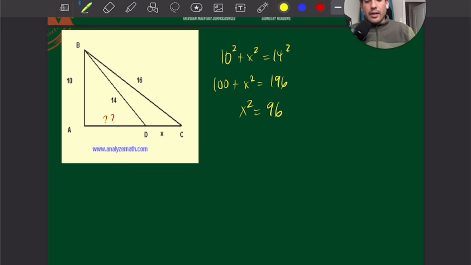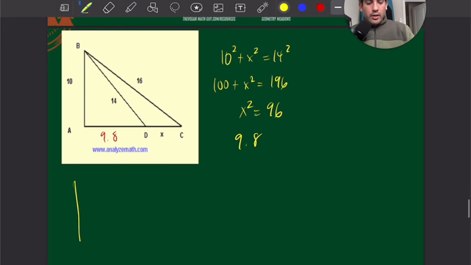And now I'm going to go ahead and take the square root of 96. And that's about 9.8. All right, that is the missing side. Back in the triangle, notice that I put a 9.8 on there. That's great. And so now I'm going to focus on the bigger triangle.